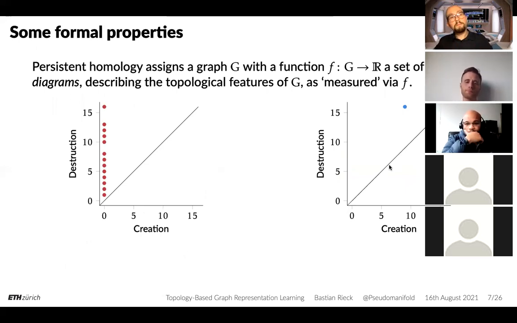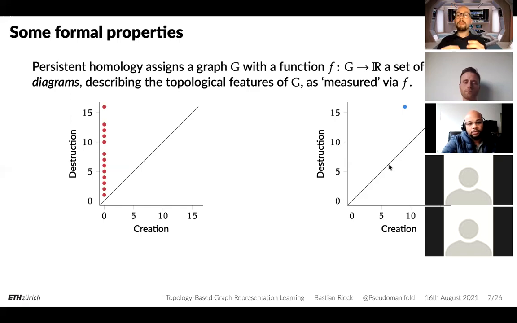To make this more formal, persistent homology is a method or a framework that uses a graph G and some function on the graph's vertices, and it uses this to assign the graph a set of diagrams which describe the topological features of this graph as measured using this function f. So what does that mean?